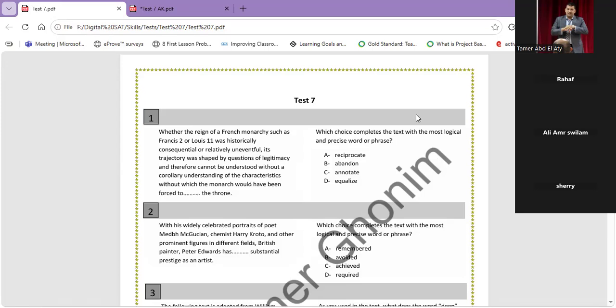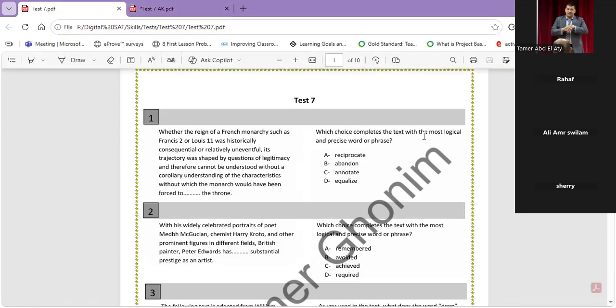Asir, you returned. Asir didn't return. So we're gonna find the answer for this question together.